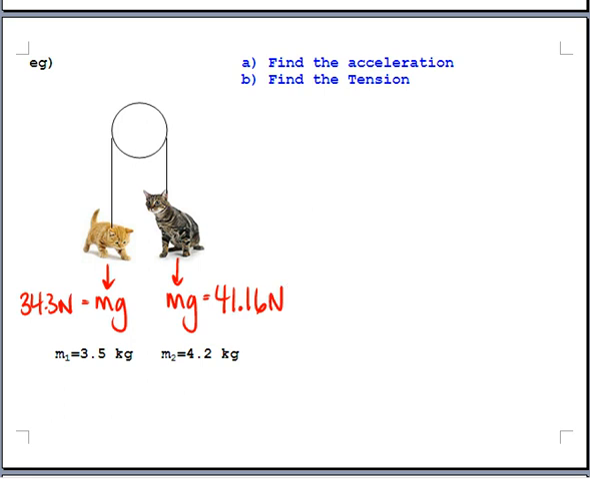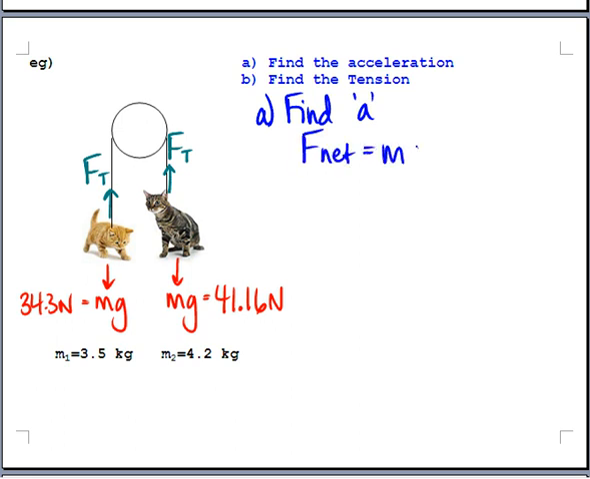And then we also have the string pulling up on both of these cats. Otherwise they would just free fall down towards the ground. These cats, again, humanely harnessed. We will stop the small kitten from getting sucked through the pulley. Nobody hurt in this question. So for part A, we're going to find acceleration. Find A. And this is a modified Fnet equals MA.